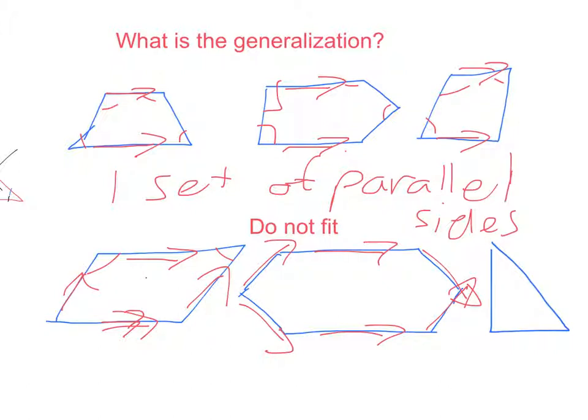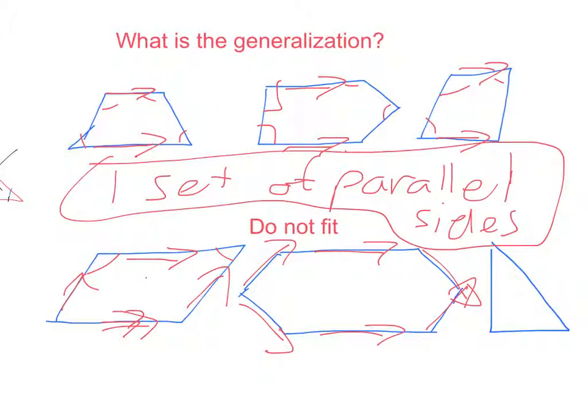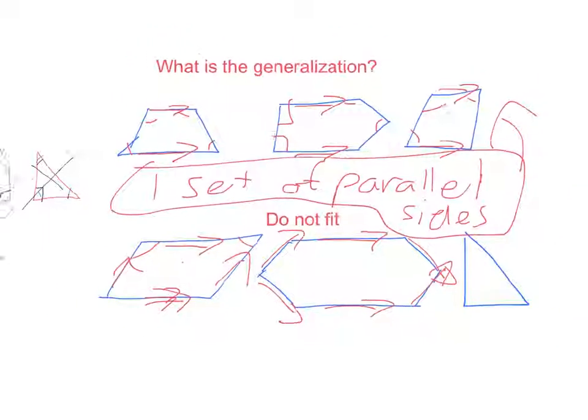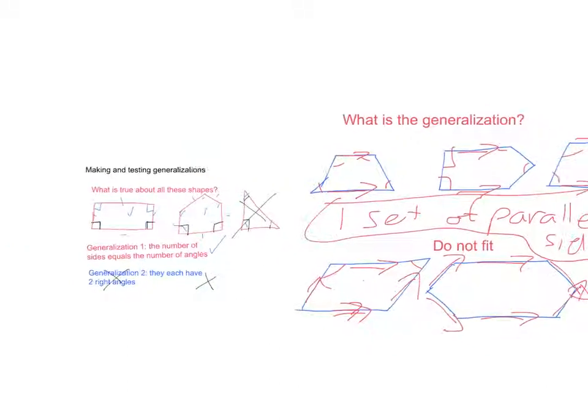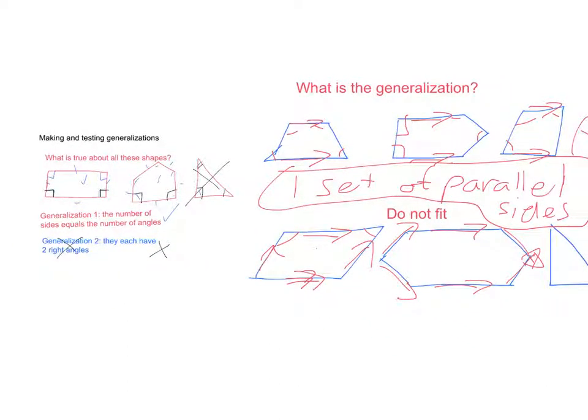That generalization fits all of these shapes. It fits the ones on top, and it does not fit the ones on the bottom, which means that's an effective generalization. All these have exactly 1 set of parallel sides. Not more than 1, but exactly 1. And so again, that is just how you make a generalization, or a statement that describes a set of shapes.